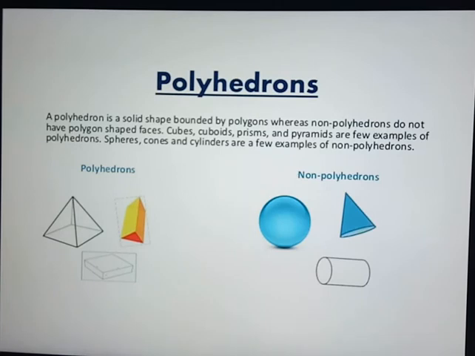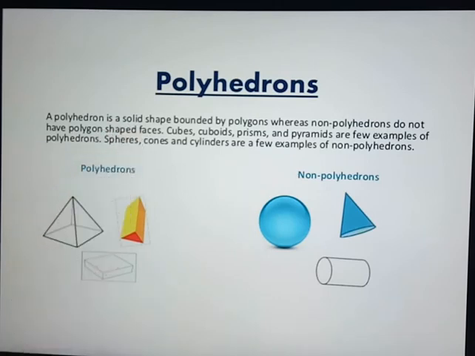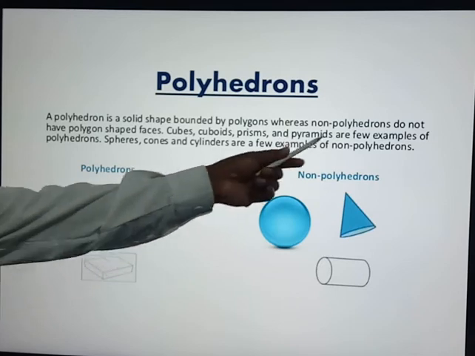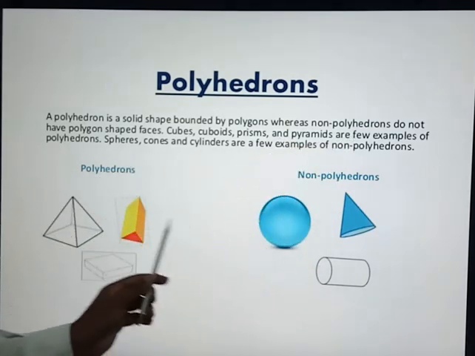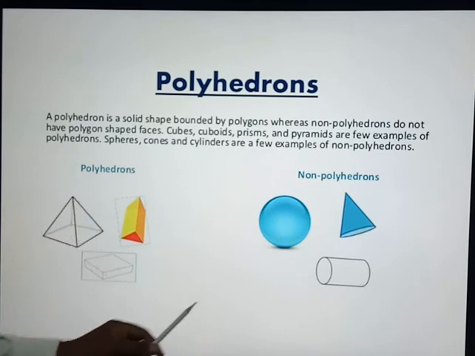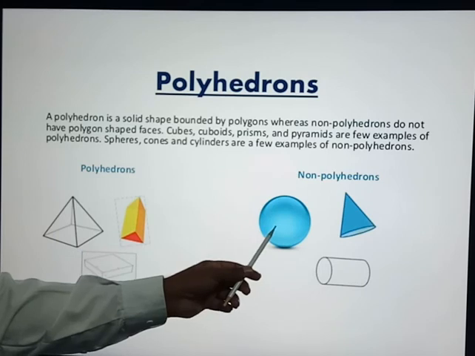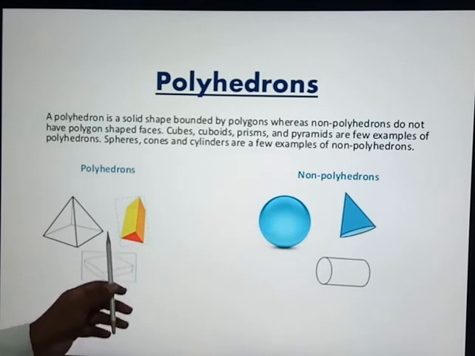Now again, what is a polyhedron? A polyhedron is a solid shape bounded by polygons, whereas non-polyhedrons do not have polygons. These are all non-polyhedrons and these are all polyhedrons. Polyhedrons are bounded only by polygons. Here they are not bounded by polygons. So examples are cube, prisms, cuboids, pyramids.